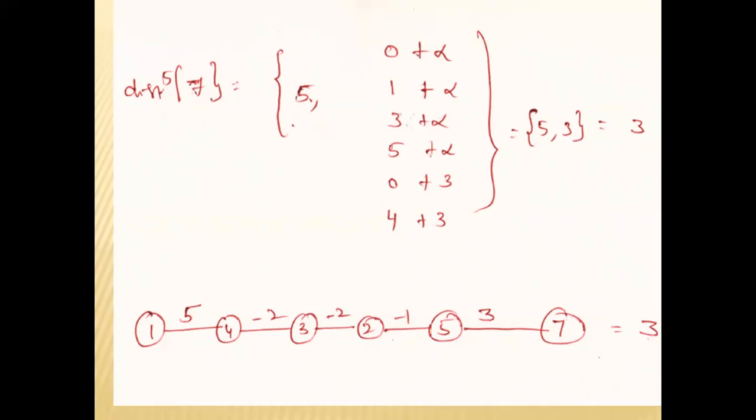It is 1 to 4, 4 to 3, 3 to 2, 2 to 5, 5 to 7. That is the existing shortest path, and the distance is 3. So in our previous calculation, the shortest path by using 4 edges is 5. Now this 4 edges is 5, but the shortest distance by using 5 edges is 3. So totally we are calculating shortest paths by using up to 5 edges.